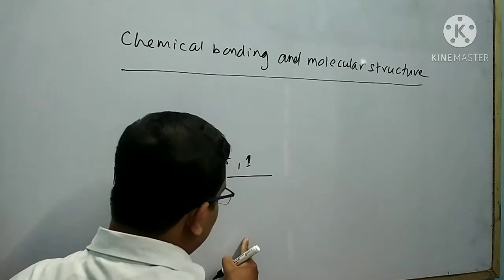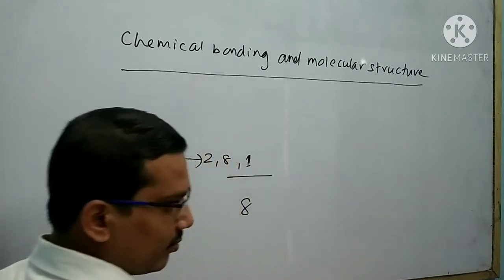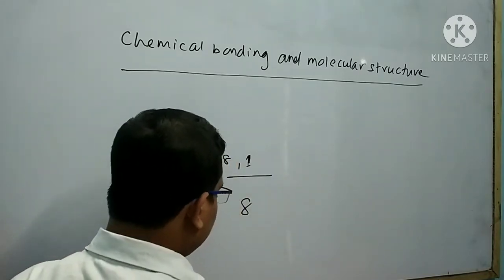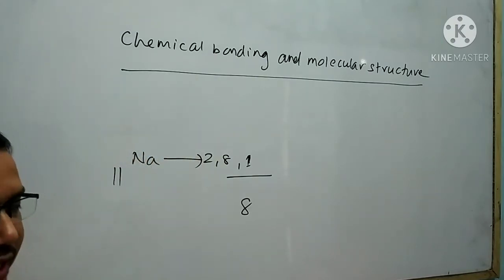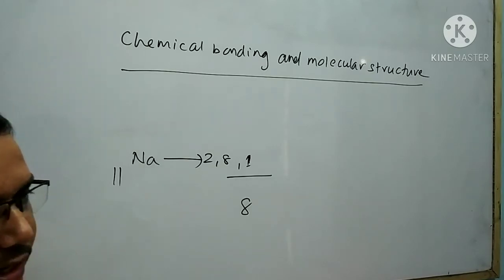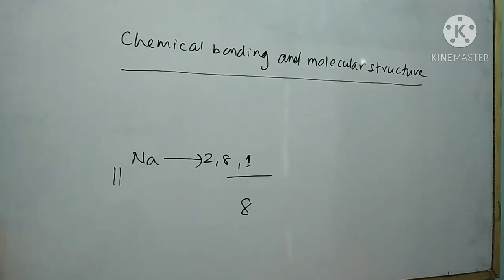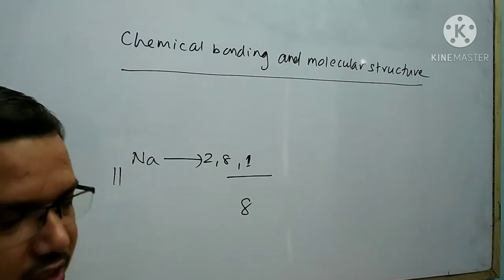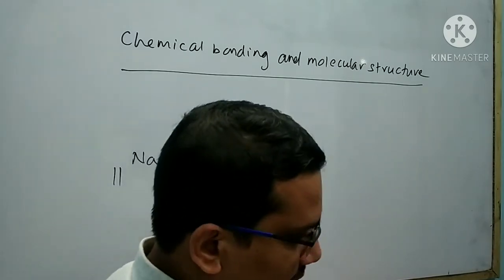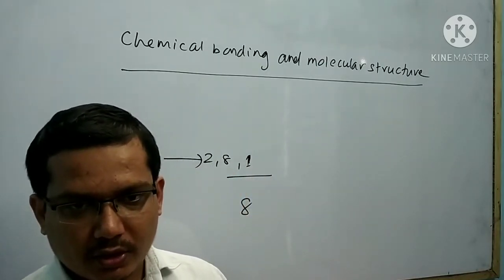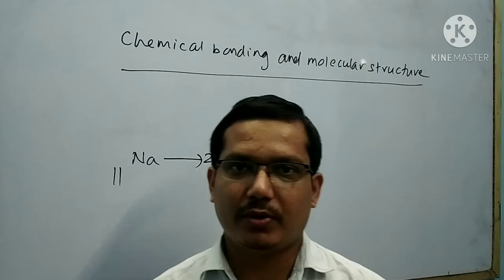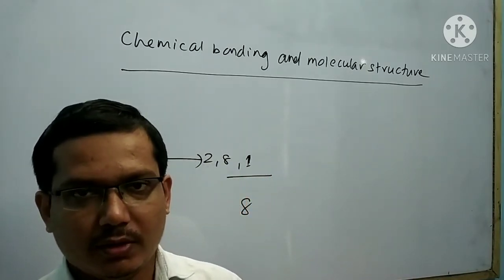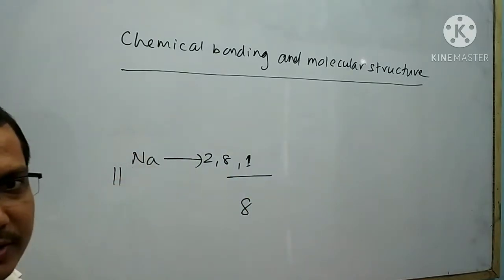If the valence shell having 8 electrons or 2 electrons like helium, then the atom is said to be stable. That means the atom must obey the octet rule or duplet rule. Suppose an atom is not stable. That means that atom wants to become stable. Then it can be possible by chemical bonding.